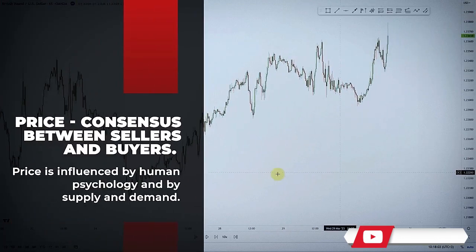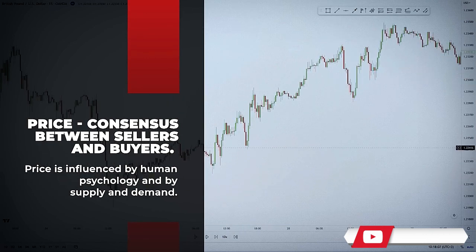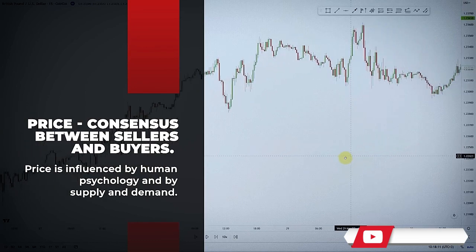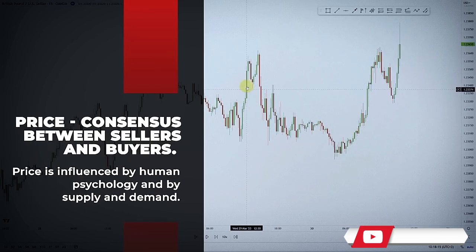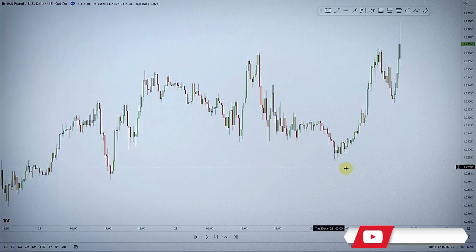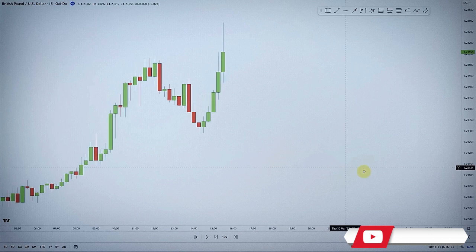Price is mainly a consensus between the sellers and the buyers, and is influenced by human psychology and by supply and demand. Now, individual candlesticks will give you a great insight into human psychology if you learn how to analyze them correctly. I don't want to bore you with the basics.